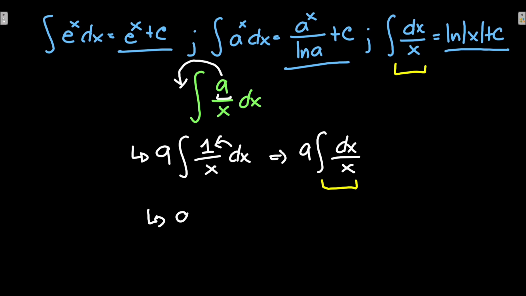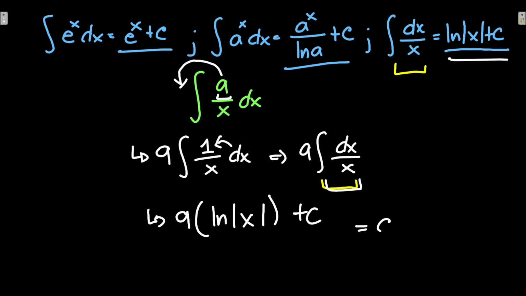So, this would be 9 multiplied by the integral of this, which is ln, or the natural log of absolute value of x, plus c. And so, your final answer would be 9 natural log of absolute value of x plus the constant of integration.